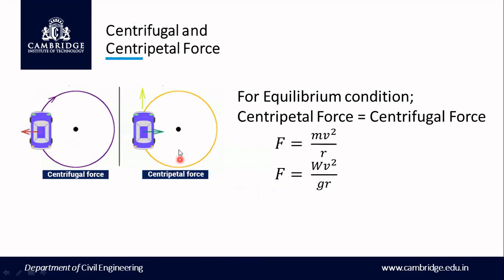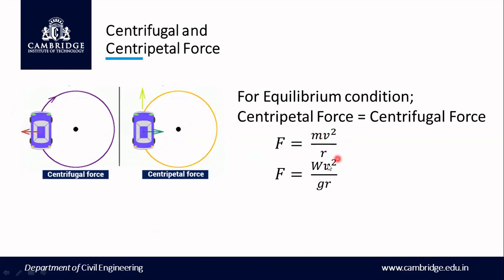So pictorially, centrifugal force is always away from the center and centripetal force is always towards the center. This force is always perpendicular to the tangent at the curve, and centrifugal force is exactly opposite to this centripetal force. So if an equilibrium condition has to exist in such cases, then centripetal force should be equal to centrifugal force. Only then does equilibrium exist.